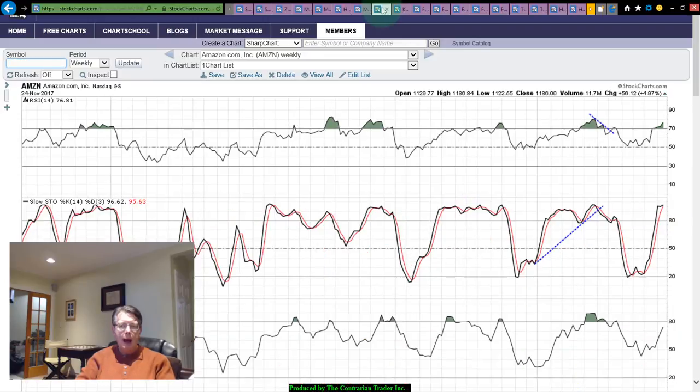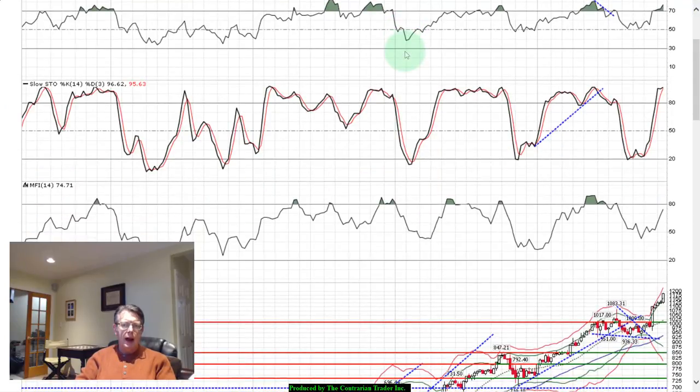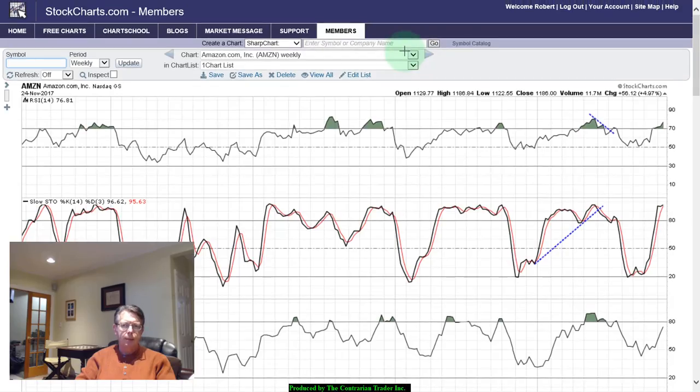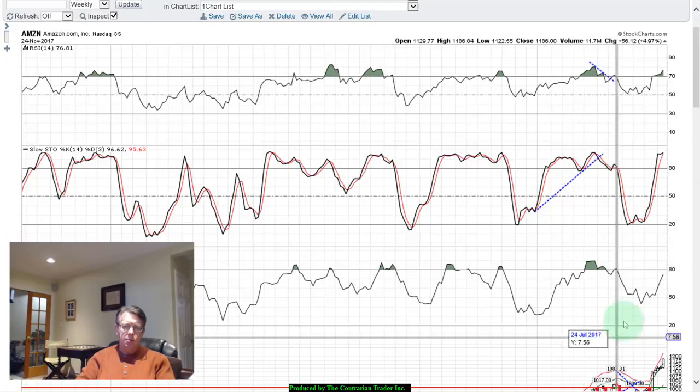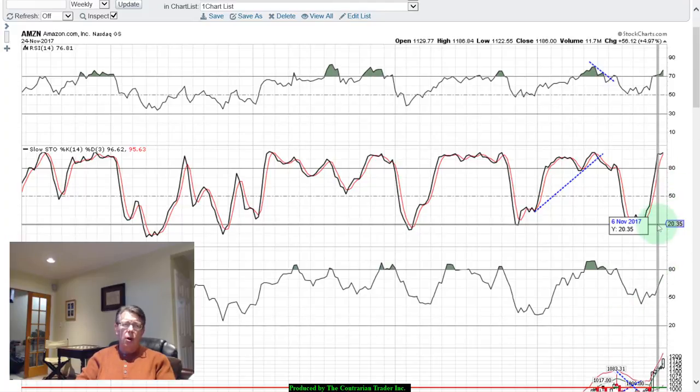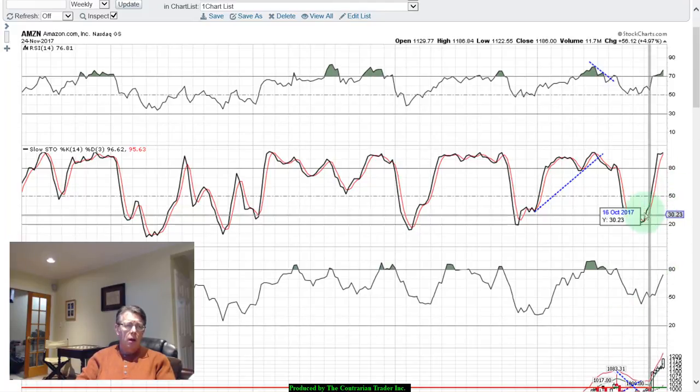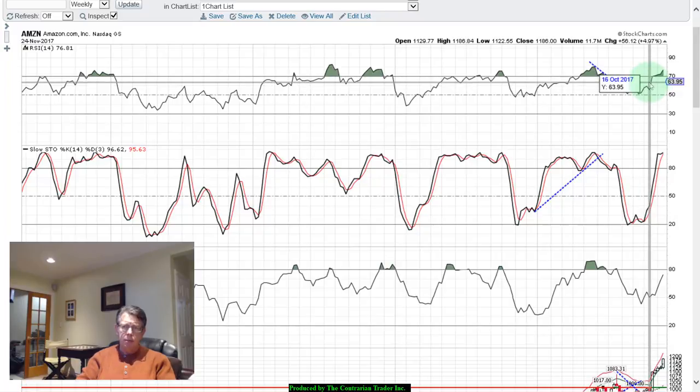Next chart up, Amazon. Amazon.com, NASDAQ stock. Everybody knows it. This is a weekly chart. So what we're looking at here, what a week last week. We had a nearly 5% move last week. Now looking at our indicators, money flow rising, Stochastics very strong, RSI still reasonable.